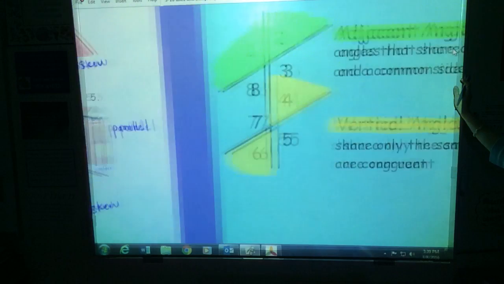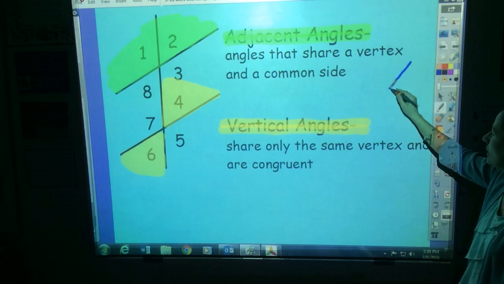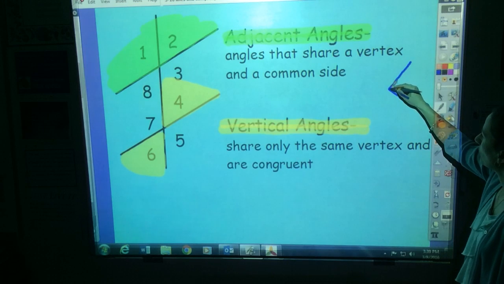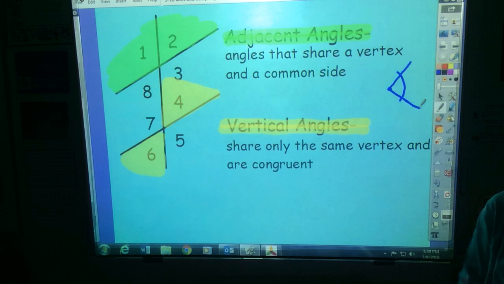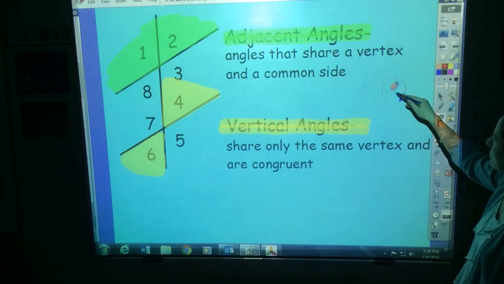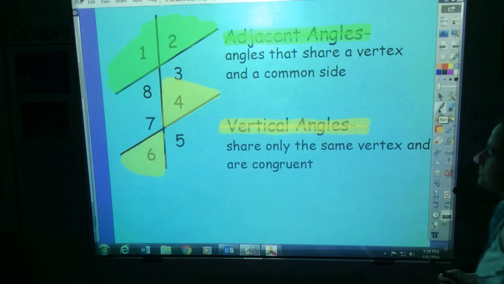Okay. Let's take a look at some angles. We've been talking about lines. Let's take a look at angles. First of all, you should know angles are formed when 2 lines intersect. When 2 lines cross or meet, they form an angle. Angles can be measured using a protractor. We're not going to talk about angle measures with a protractor right now. We're just going to talk about different types of angle relationships.